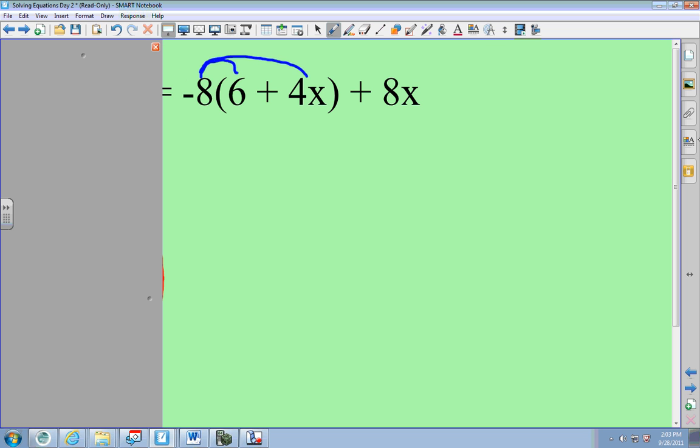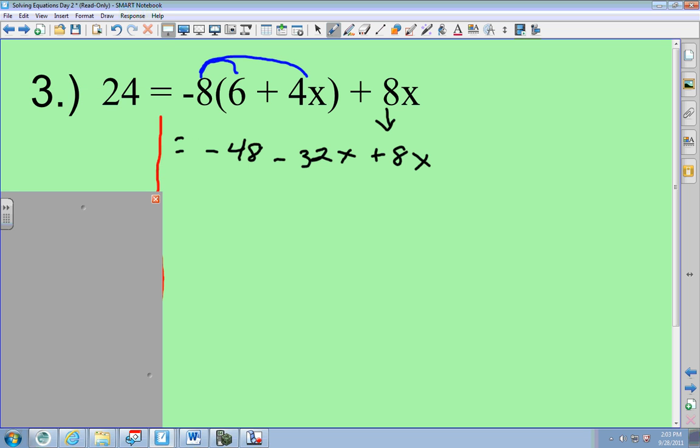I have, let's see here, equals negative 48, because negative 8 times 6. Negative 8 times 4 is negative 32x. And then just write this. This comes down here, plus 8x. Well, let's see here. I need to put the 24 over here. Let's bring it down. Still things going on on my right-hand side.